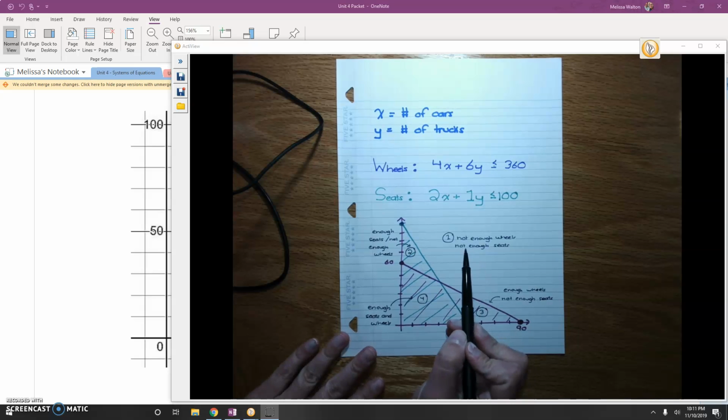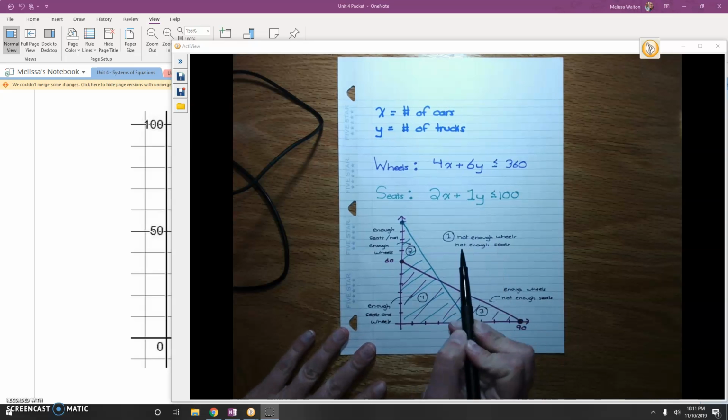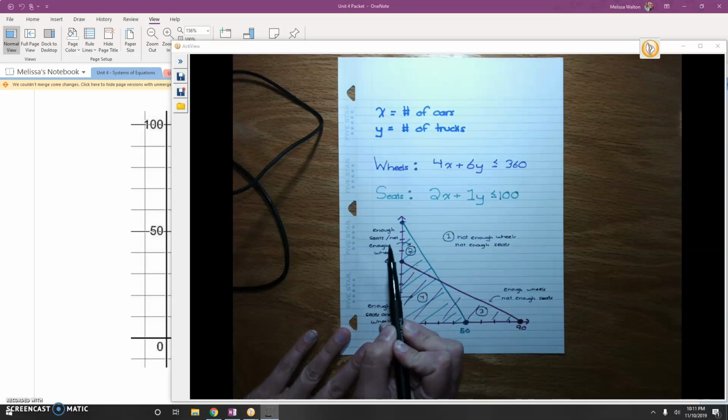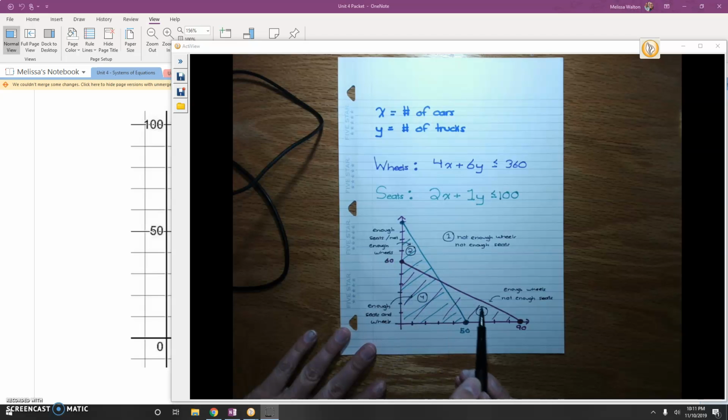So first one, area 1, there were not enough wheels, not enough seats. Area number 2, we are in the green, so there were enough seats here, but there were not enough wheels. We were outside of that wheel zone. So there were enough seats here, but not enough wheels. Over here, this is the exact opposite. We've got enough wheels, but we don't have enough seats. And finally, area number 4, this is what we are looking for. This is where we've got enough seats and enough wheels. So anything in this region is a solution.